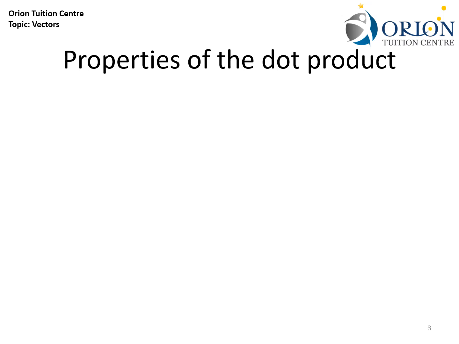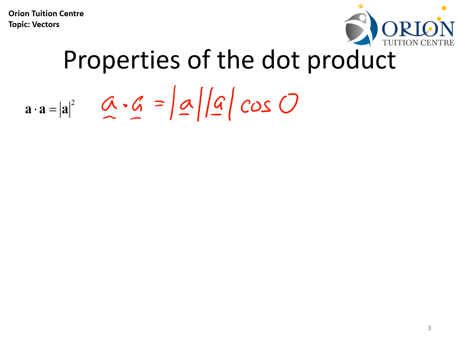Some properties of the dot product are: number one, A dot A equals mod A squared. This is because we know that A dot A can be written as mod A multiplied by mod A cosine 0, since the angle between A and A must be 0. And cosine 0 gives us 1, and therefore this becomes mod A squared.